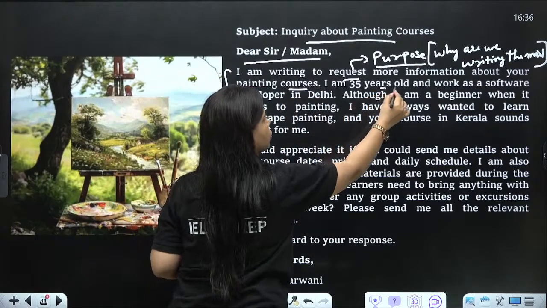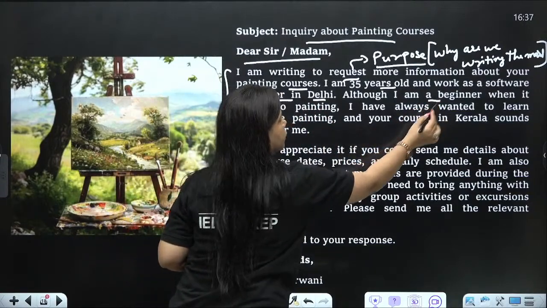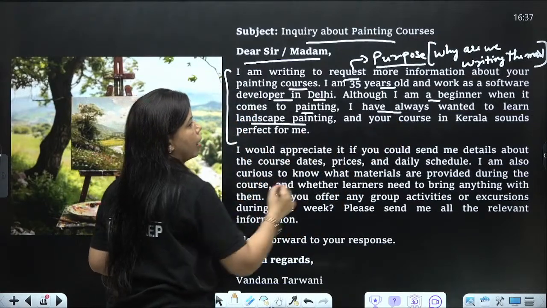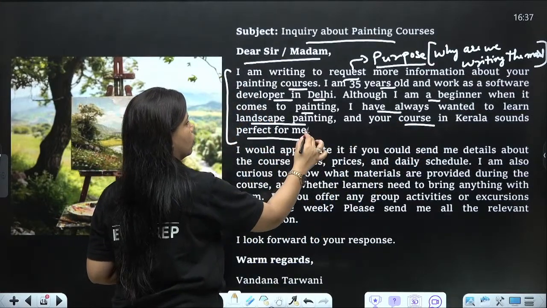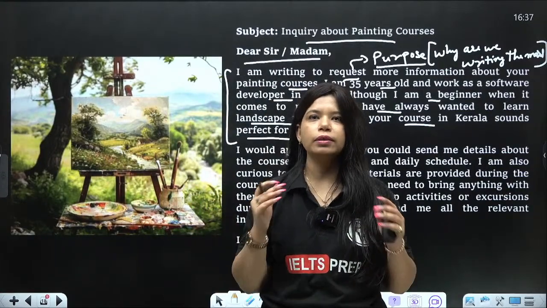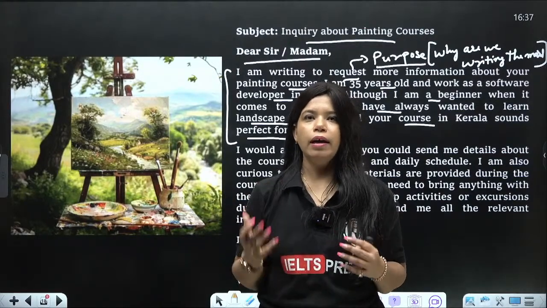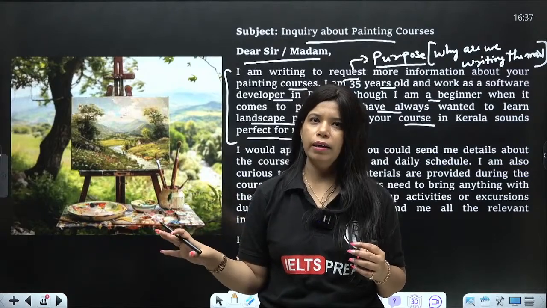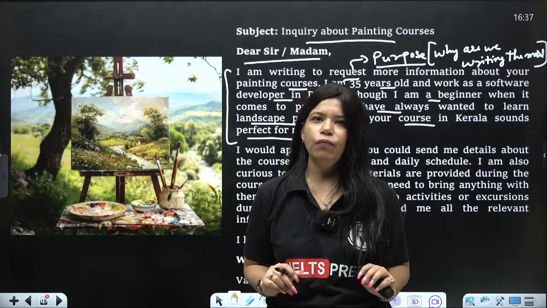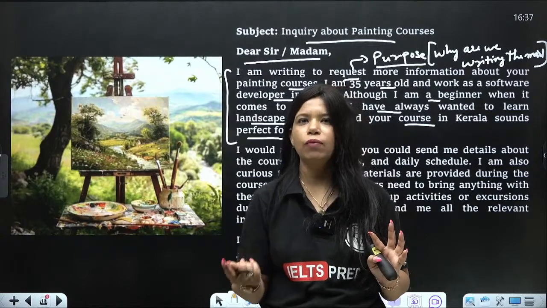I'm 35 years old and work as a software developer in Delhi. Although I am a beginner when it comes to painting, I have always wanted to learn landscape painting and your course in Kerala sounds perfect for me. So what did we do in the first paragraph? We told why we are writing, because we want more information. I am interested in painting. I need more information. I am a working professional in Delhi, and I am a beginner level student. That's what I've written in the first paragraph: some little information about me and telling the reader why I'm writing this email, because I want more information.